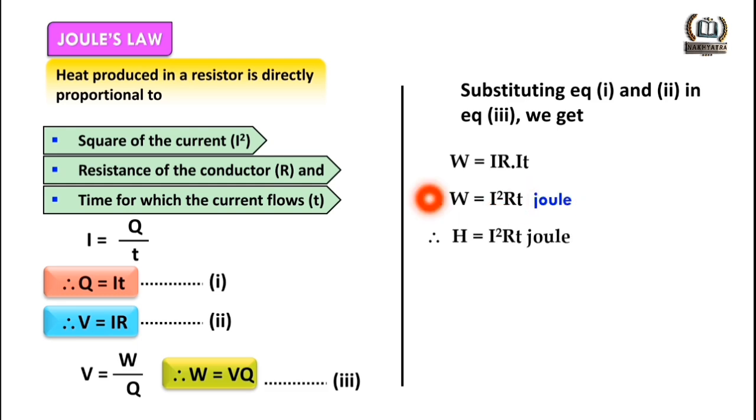So this work done will be transferred into heat, that is, heat equals I square into R into T joule. So guys, I hope everybody is clear now. This is known as Joule's law of heating. Okay, now let's test your brain.